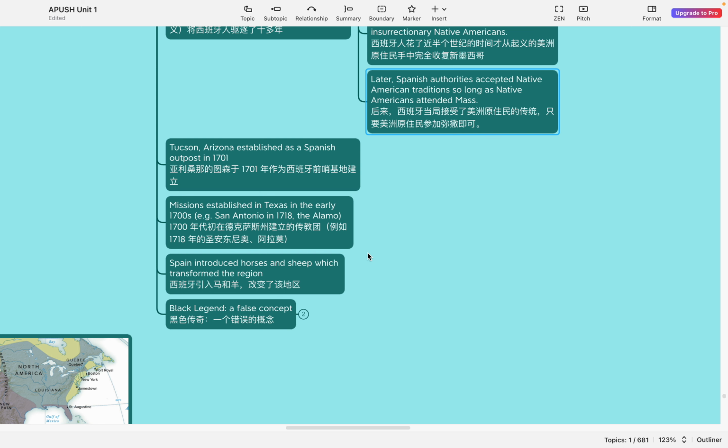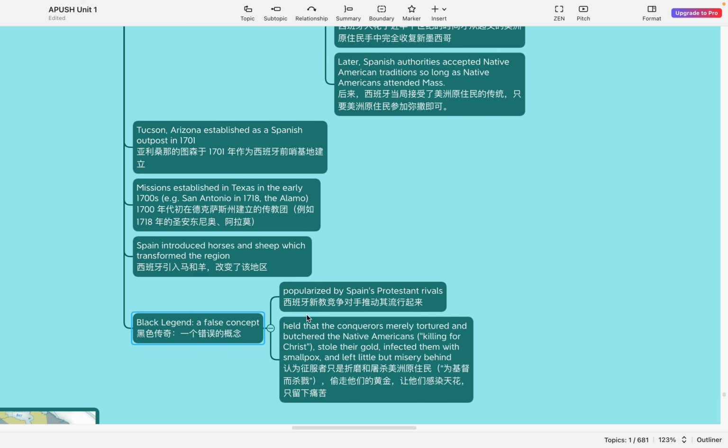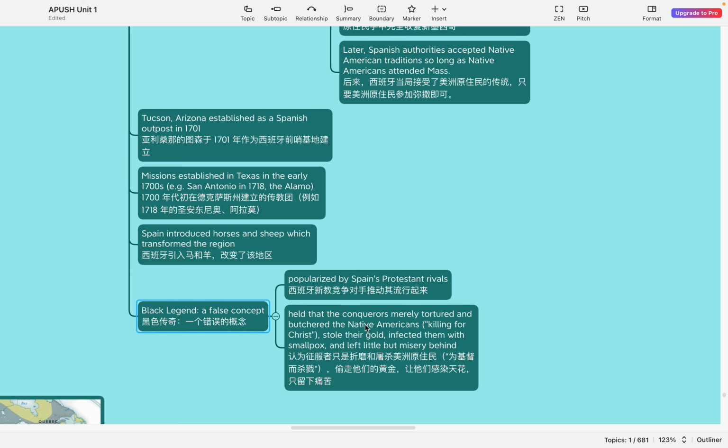Meanwhile, Spain's Protestant rivals spread the Black Legend, a narrative exaggerating Spanish cruelty towards Native Americans. While there were elements of truth, it was an overgeneralization. Think of it as the 16th century version of a tabloid scandal, juicy but not entirely accurate.